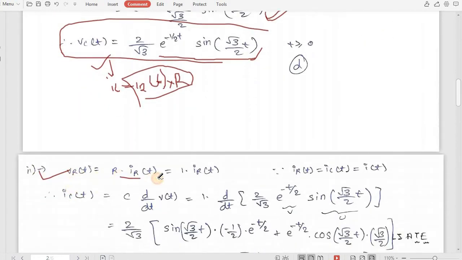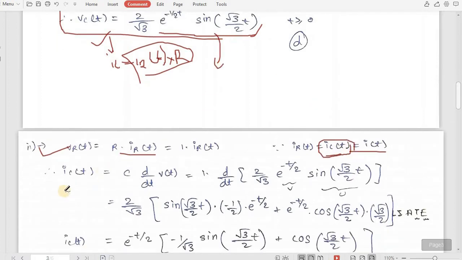VRT is R into IRT. IRT is simply equal to ICT, equals I of t. So first we have to get our ICT. ICT we are going to get from this VCT. ICT is nothing but C d by dt of VT. VT is what we have calculated just now.